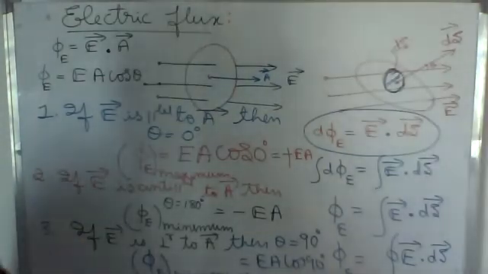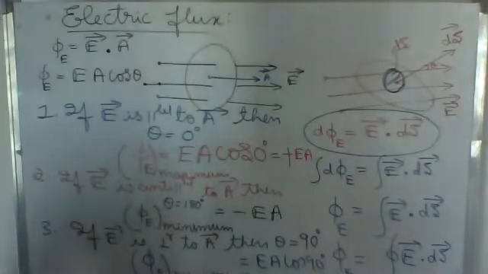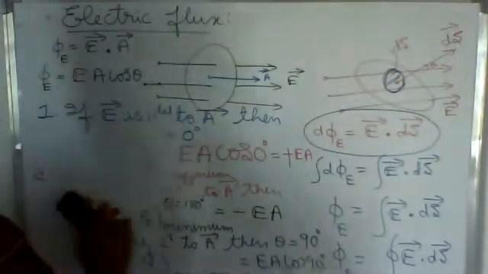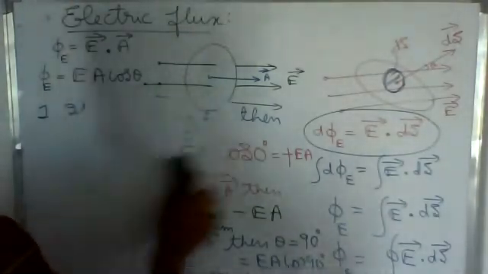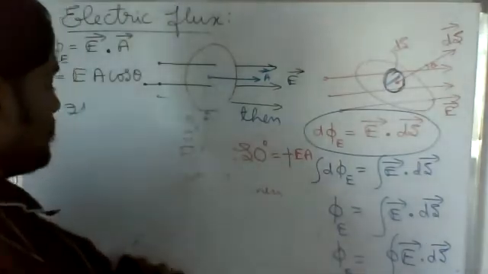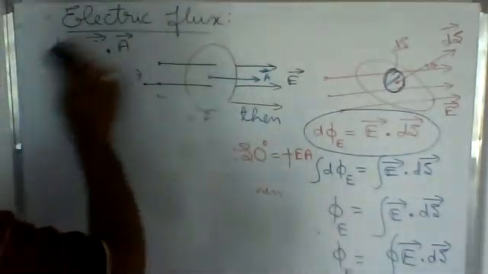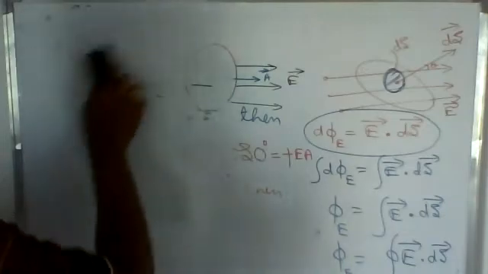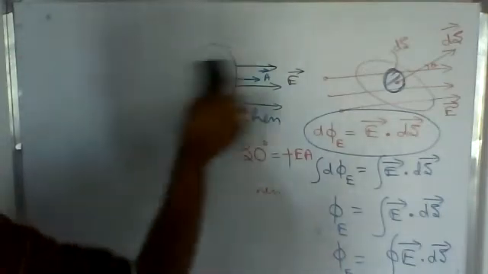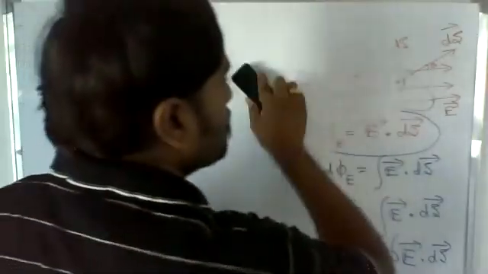So this is about electric flux and some very important special cases. What is the meaning of electric flux? The number of electric field lines passing or penetrating normal to the given surface.